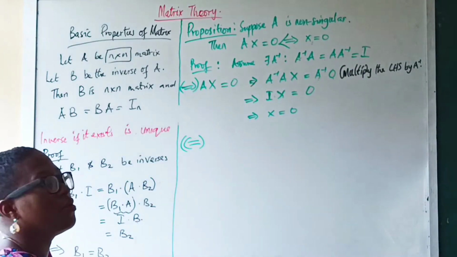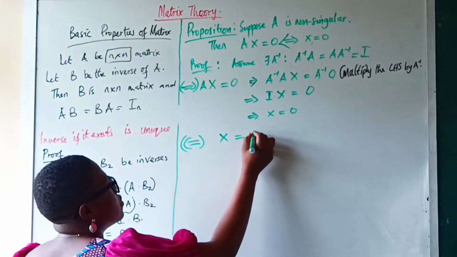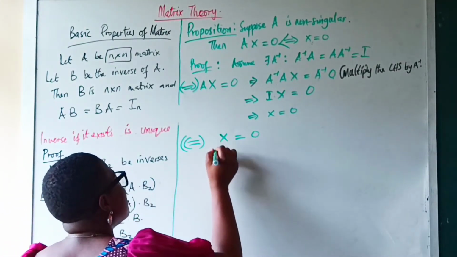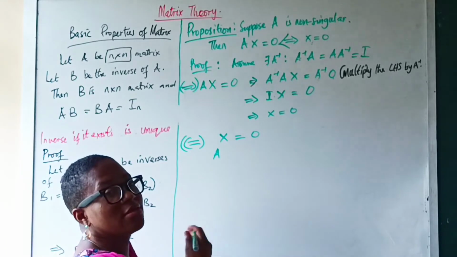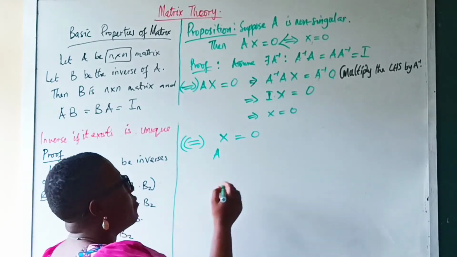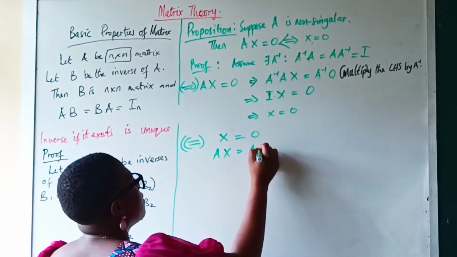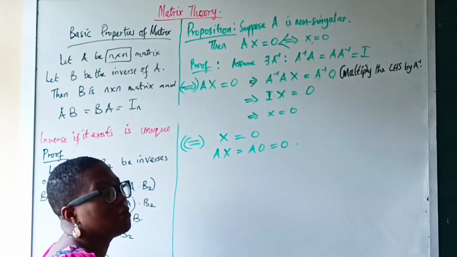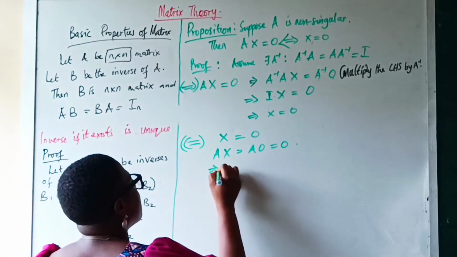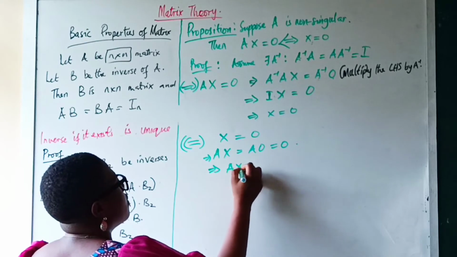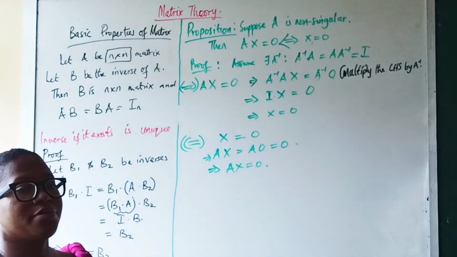So what do I know? I know that X is equal to 0. Simple. Multiply both sides from the left hand side by X. Now we are done. So that is the solution.